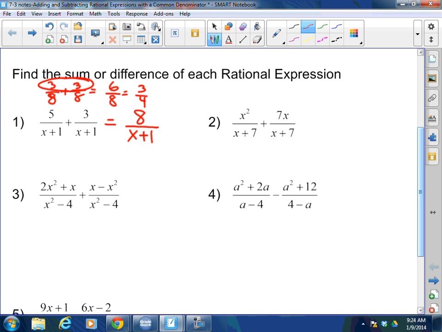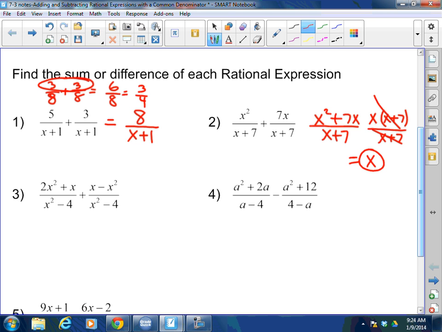Number 2, I got x squared plus 7x over 7x plus 7. I wish I could say to you we're done, but we're not. We know how to simplify rational expressions. How can we simplify this one? Factor out an x, and you get x times x plus 7 over x plus 7. The x plus 7 cancels, and I'm left with x.